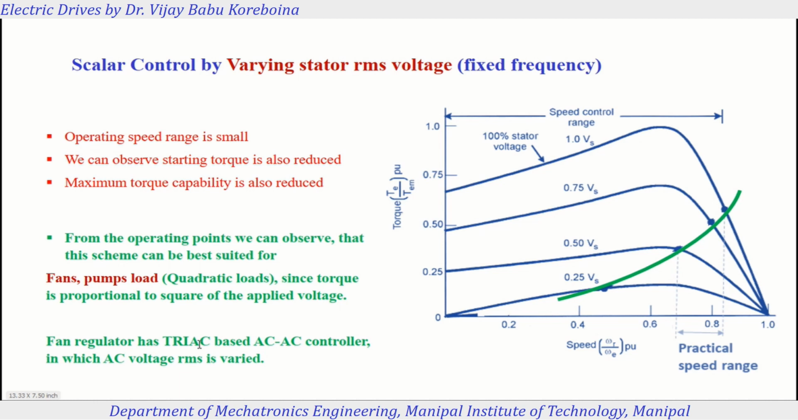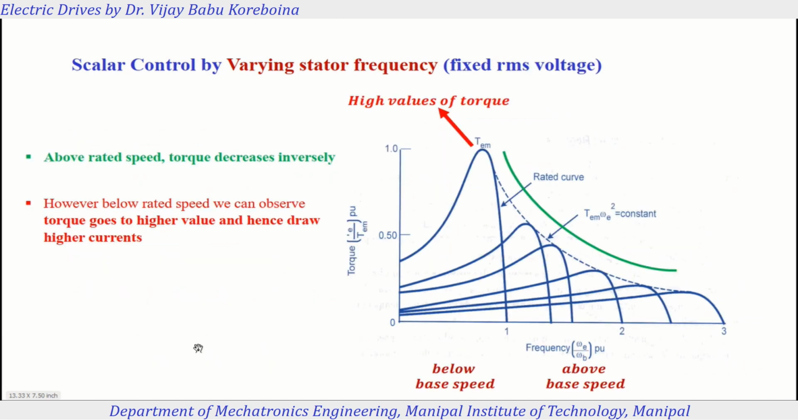How about the second combination possible? Why can't we fix the applied RMS voltage and vary the frequency? How are the characteristics going to change? We can see from the characteristics that above the rated frequency, that is rated speed, if I keep on increasing my frequency, the characteristics will be diminished, right? And during low frequency, it may go to high values of torque. The torque characteristics will go in this way, right?